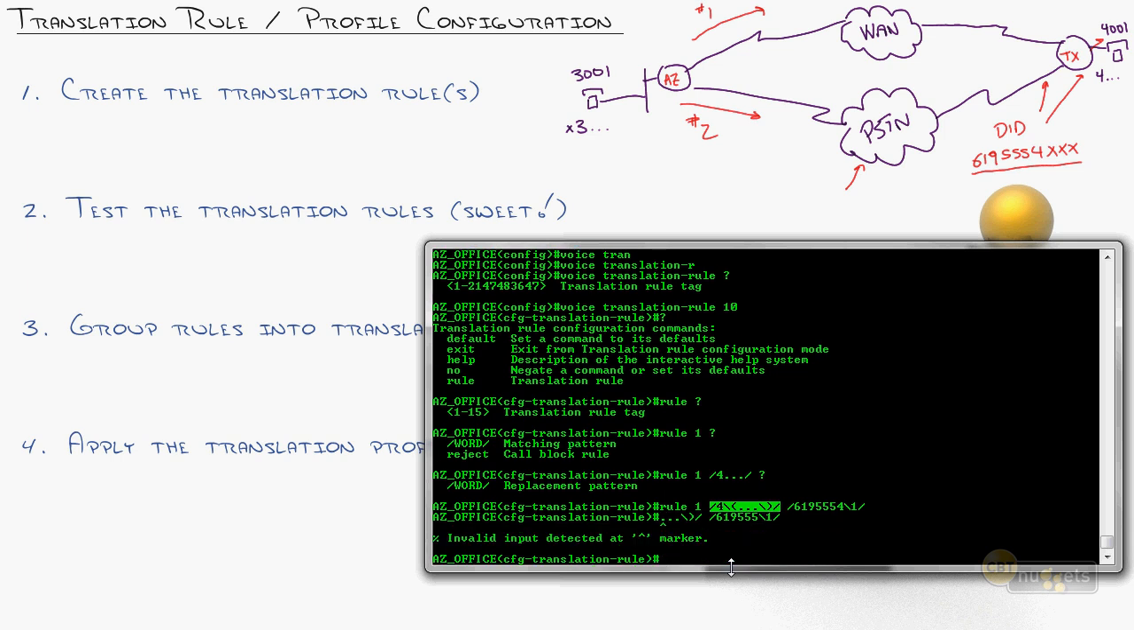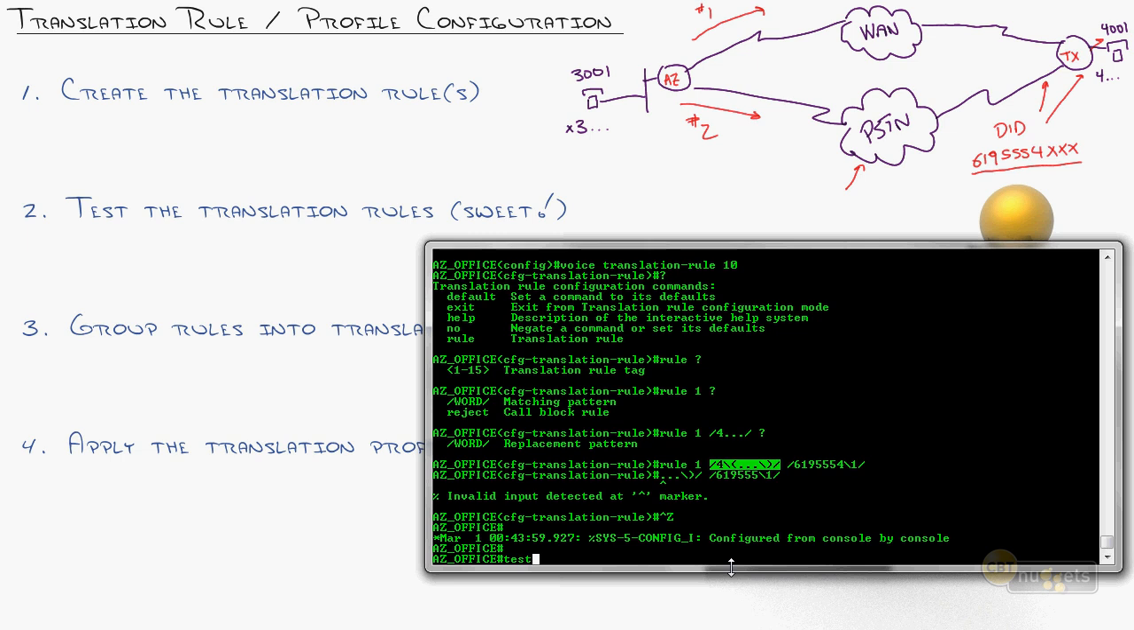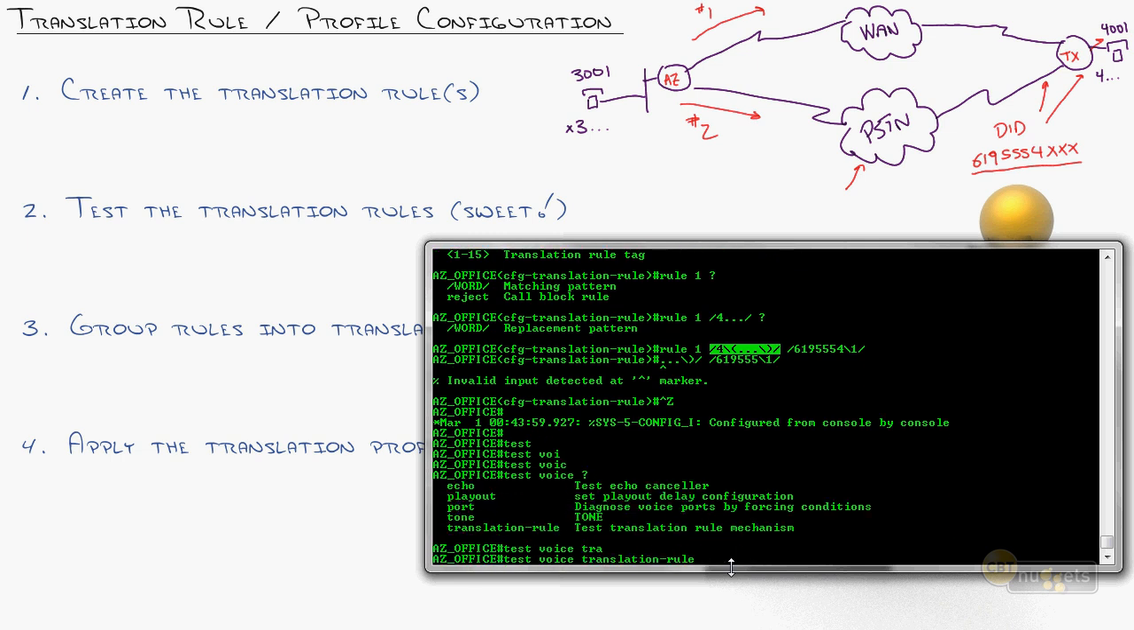So that's our rule. Now did we do that right? I don't know. Let's test it. So I'm going to exit out here. Man, my pen just will not stay on the desk. So I'm going to do test voice translation rule. Yeah, look at this.